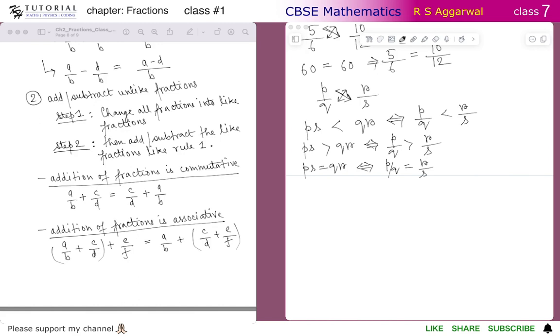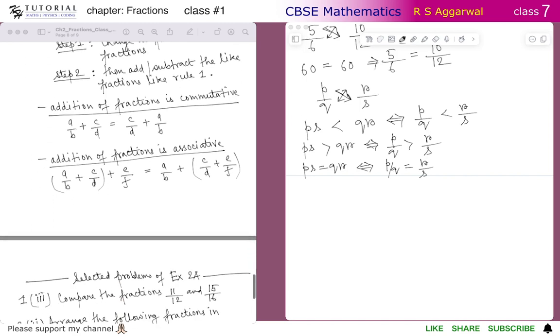Also, the addition of fractions is associative, meaning if you have three fractions a by b, c by d and e by f, we can do their addition first by adding a by b with c by d and adding the result with e by f, or we can first add c by d with e by f and then add the result with a by b.